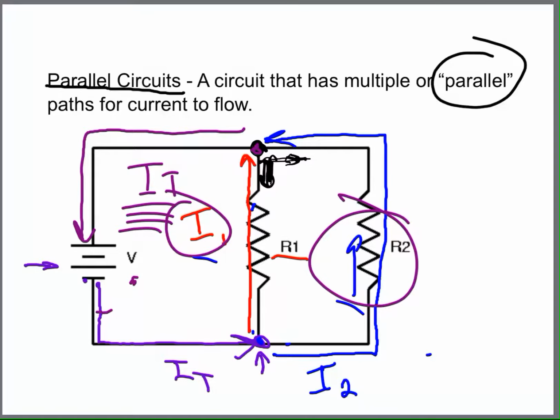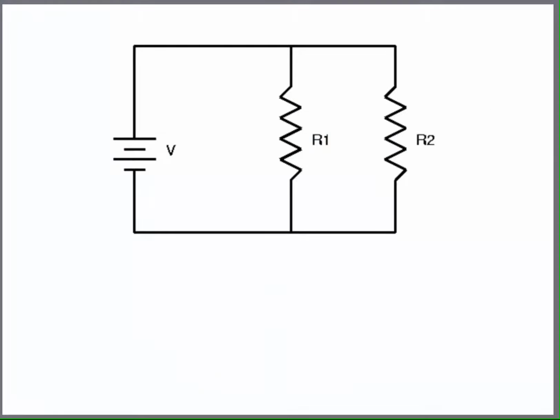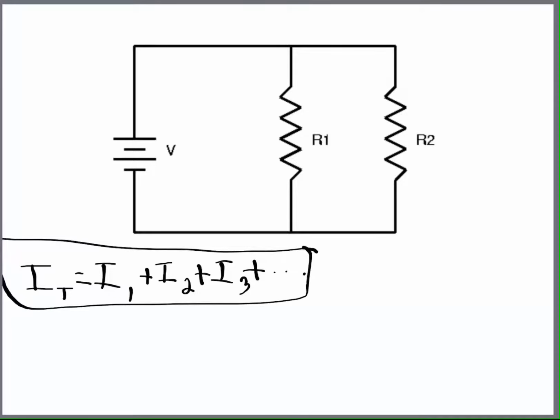Okay? So this is going to lead us to our next rule. I total equals I1 plus I2 plus I3 plus ... Okay? That means that if I take the current going through each leg, there are more of them, and I add them up, I will get back to my total current, the current that came out of the battery in the first place.